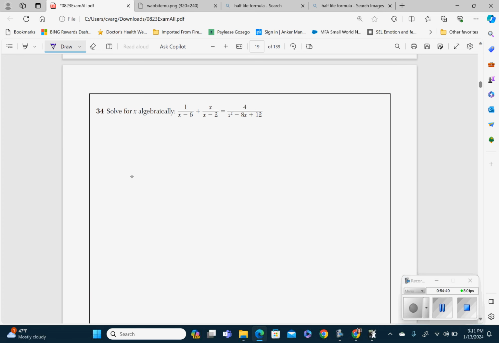All right, solve algebraically. If you don't know how to do this, y1, y2, graph it and see where they intersect. I'm going to do this algebraically because I want you to get your full 4 points. So how do we do this?